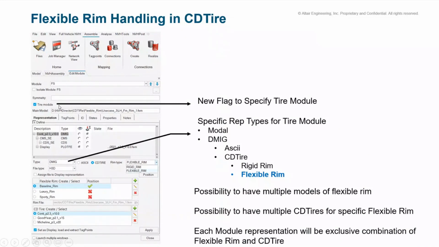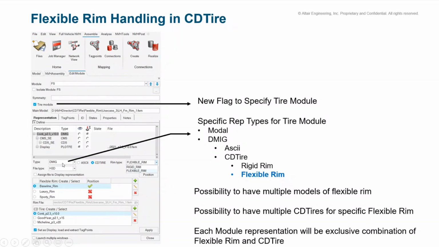So now for tire handling, there is a new flag which specifies whether a particular module is for a tire. For a module which is flagged as a tire module, there are two representation types at a high level. One is model, and the second is DMIG. And the DMIG can come in ASCII files as well as in CD tire. And below, inside CD tire, you have two options of rigid rim and flexible rim.